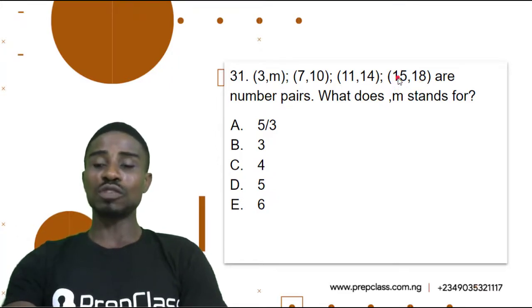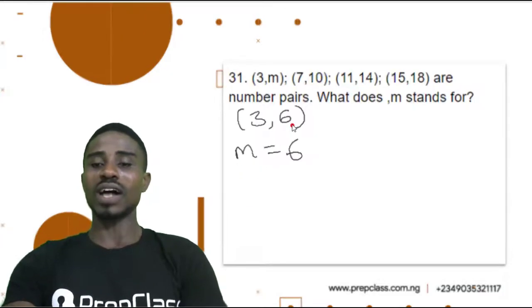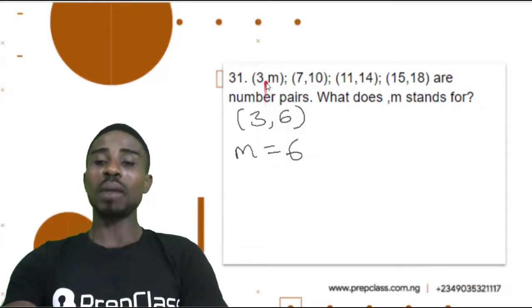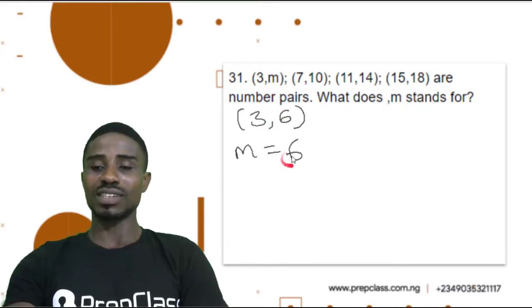The difference between 15 and 18 is also 3, because 18 minus 15 will give you 3. So we need to represent M with a number that when we subtract 3 from it, it will give us 3. So let's look at what our answer would be. The number pair here would be 3 and 6. So 6 minus 3 will give us 3. So M will be equal to 6.